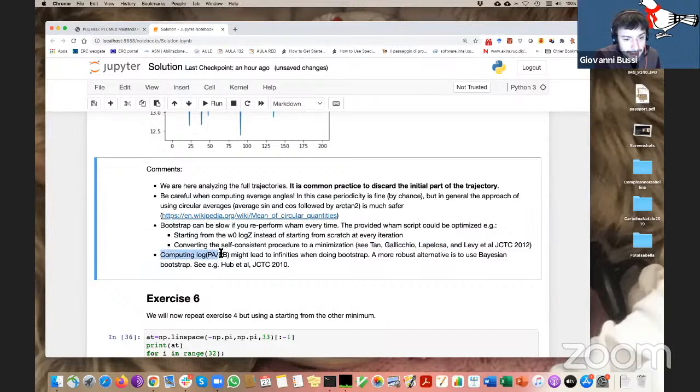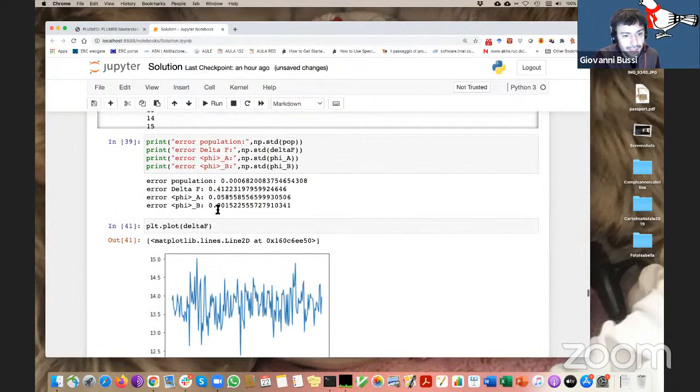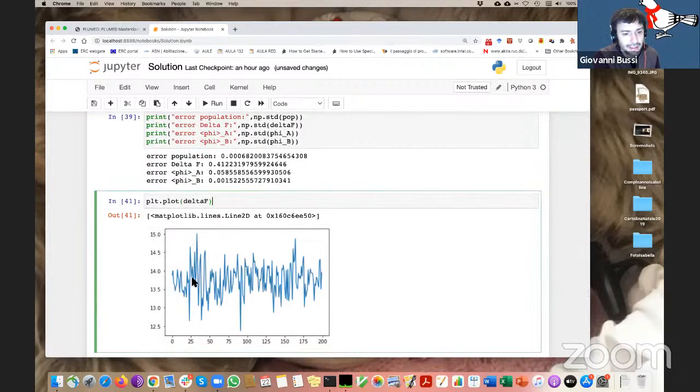Another comment is this one, that when we are doing, so one of the exercises was to compute delta F. You see at every bootstrap iteration, delta F is in this range. It's reasonable. And what's important is that it's finite. So in principle, it's possible that for some of the iterations, you pick blocks such that one of the two states has never been visited. So we know that in the full trajectory, both states have been visited.